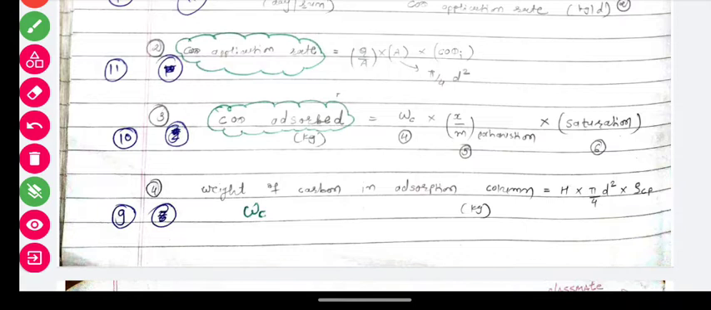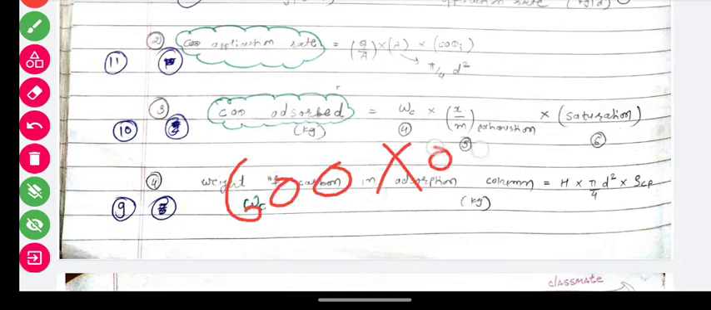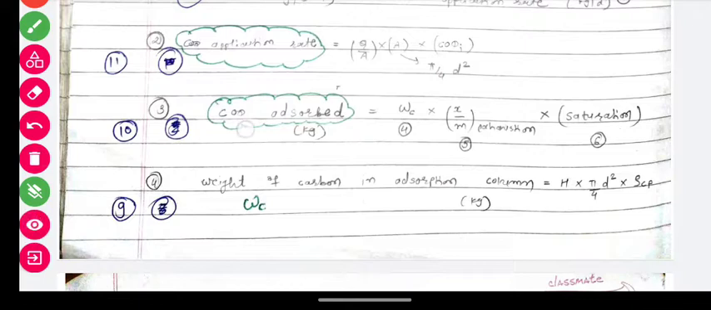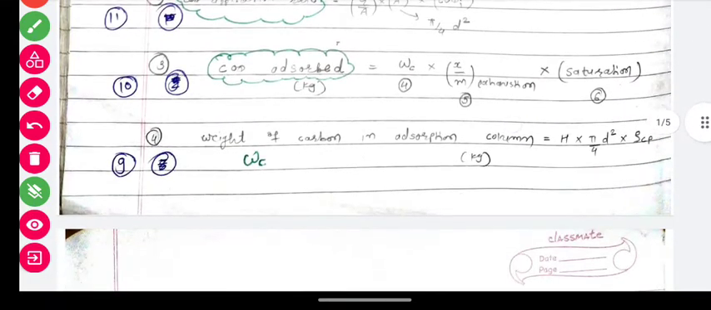So exhaustion would be at what? It should be around 95%. Okay, so 95% of 600 would be 570. Okay, so at 570, you just put the 570 into this equation. You will get your exhaustion x by m. Okay, so this is done.